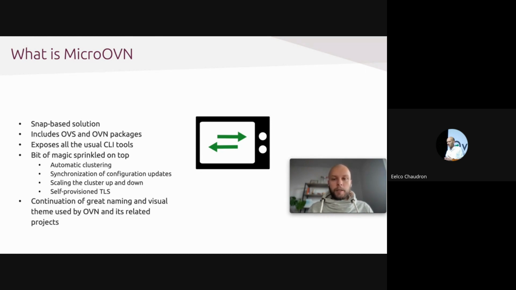It automatically handles clustering and allows you to add or remove cluster members. And MicroOVN uses self-provisioned certificates to secure API and database endpoints and exposes commands for lifecycle management of these certificates. And of course, it continues the great naming and visual theme of OVN and its related projects.